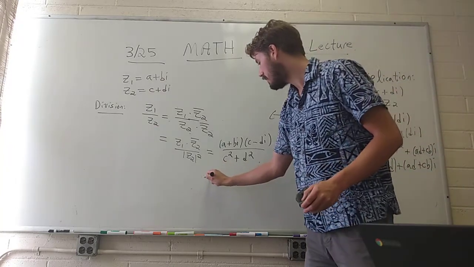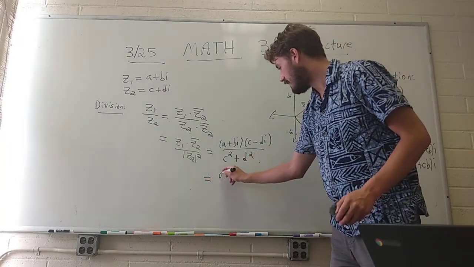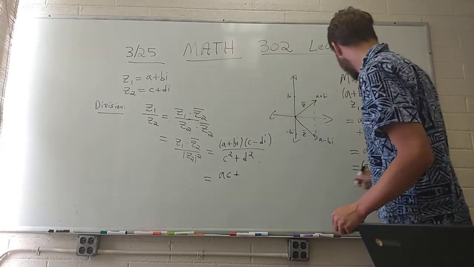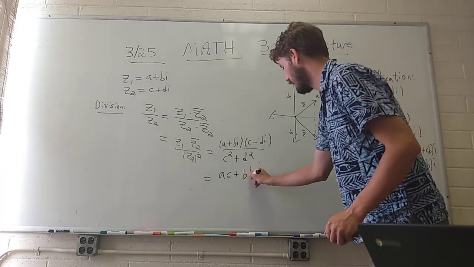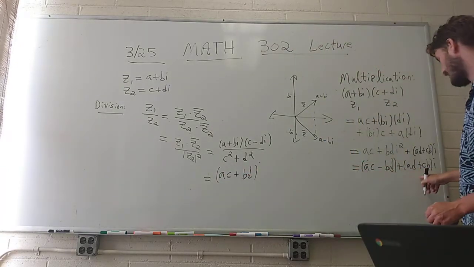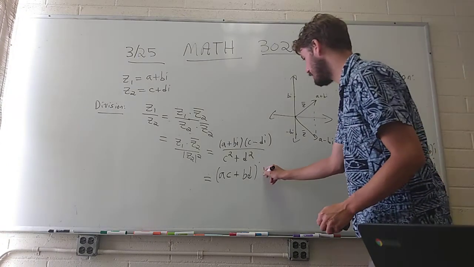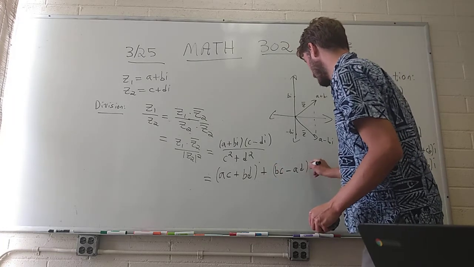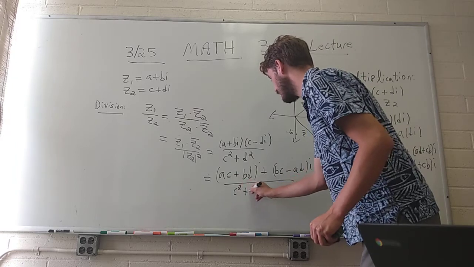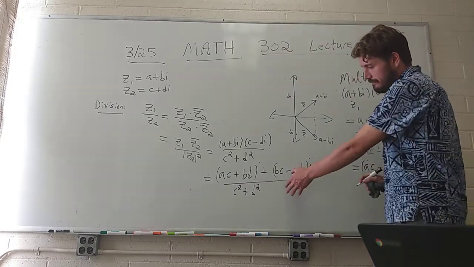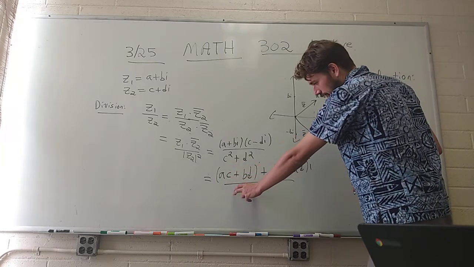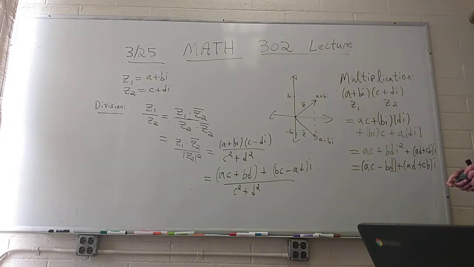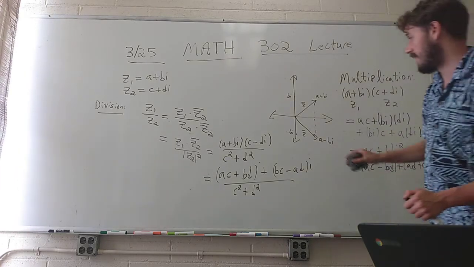If we FOIL this, what we end up with is very similar. It just becomes ac, and instead of minus bd, it's plus bd. And this becomes (bc minus ad) times i, all over c squared plus d squared. So this is the same as saying this real number divided by c squared plus d squared, plus this real number divided by c squared plus d squared. So let's summarize what we found out.